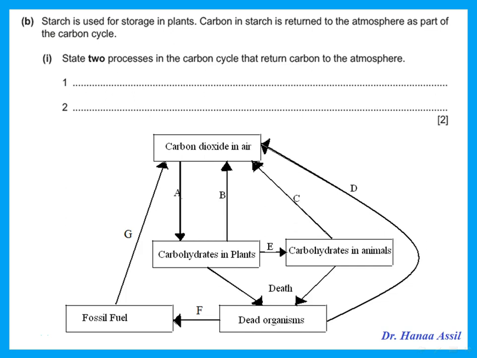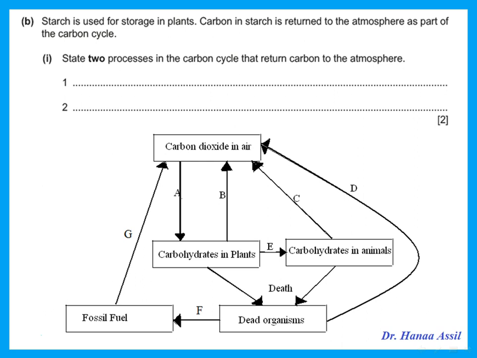Starch is used for storage in plants. Carbon in starch is returned to the atmosphere as part of the carbon cycle, and the diagram I have here is a simplified diagram of the carbon cycle. State two processes in the carbon cycle that return carbon to the atmosphere. Let's take a look at the carbon cycle.